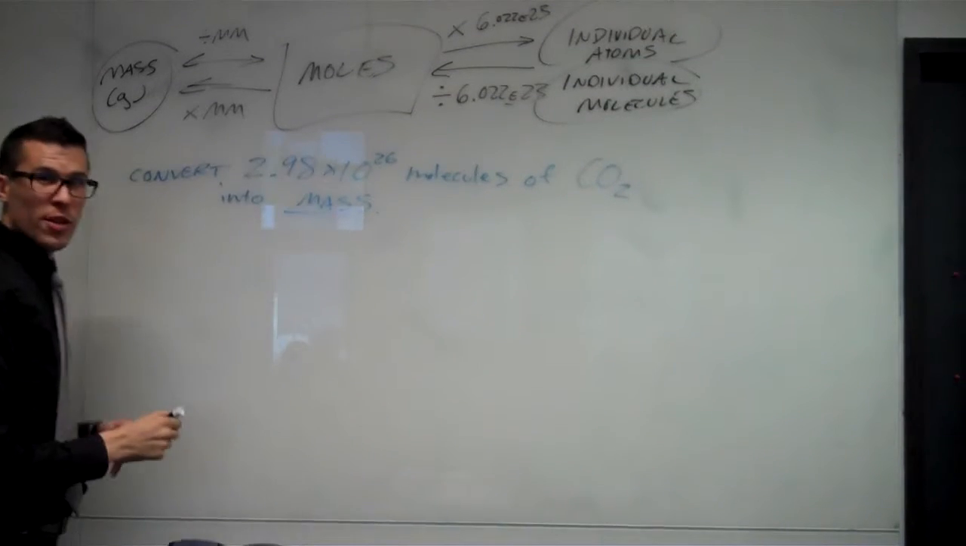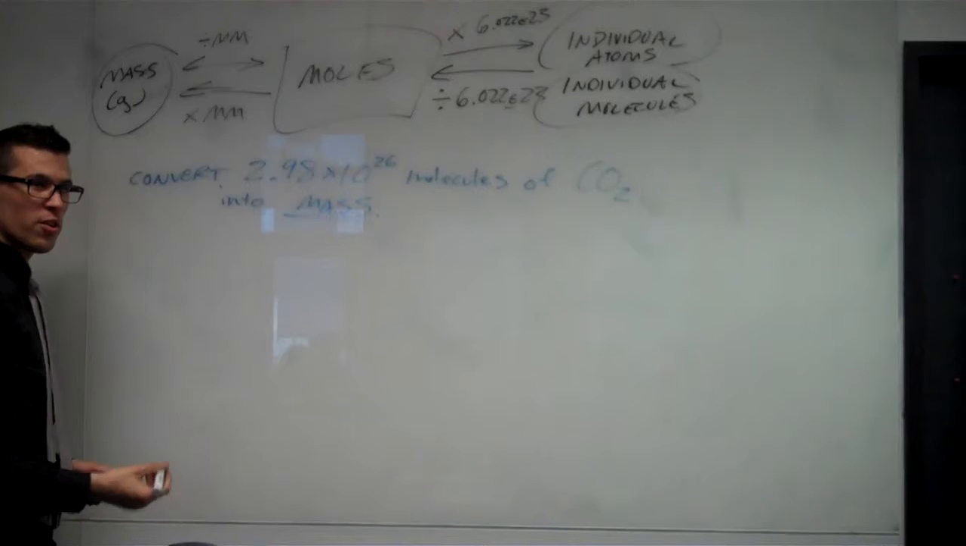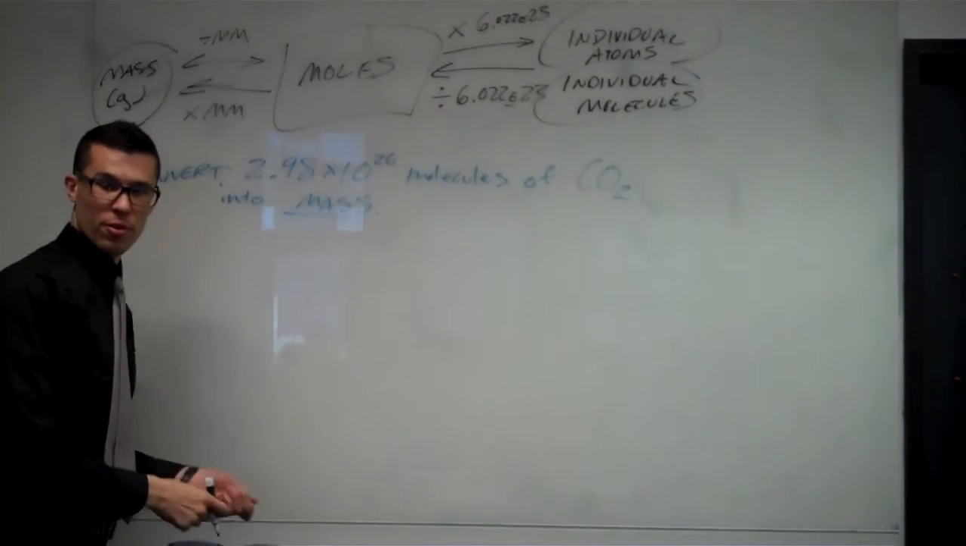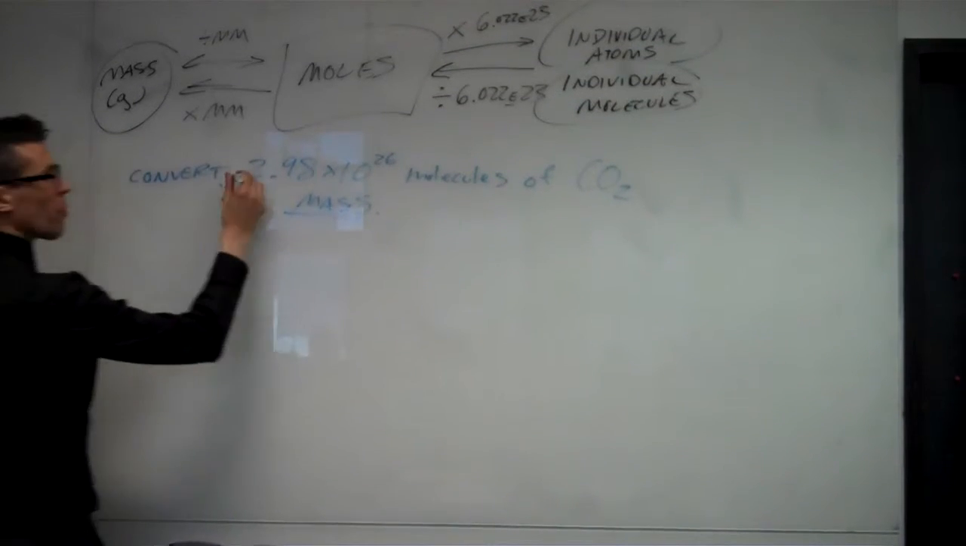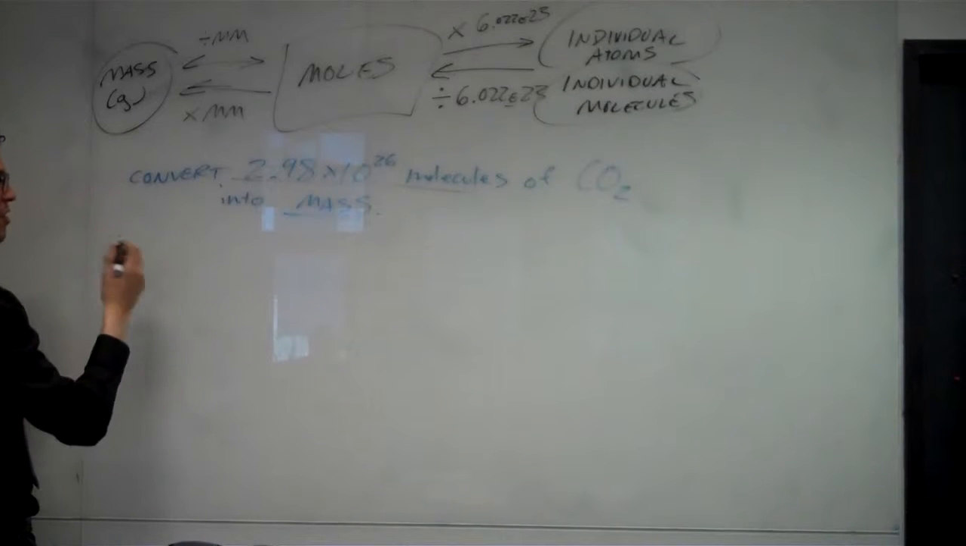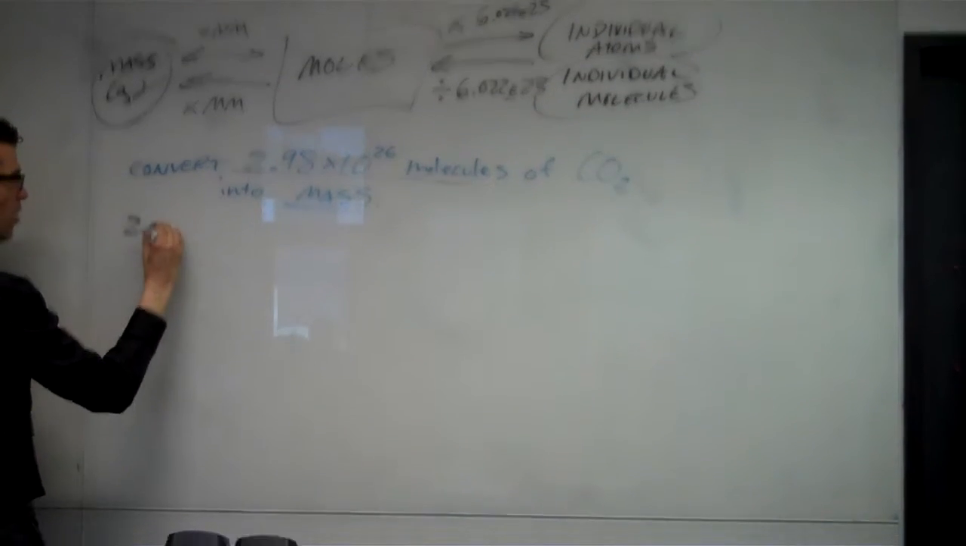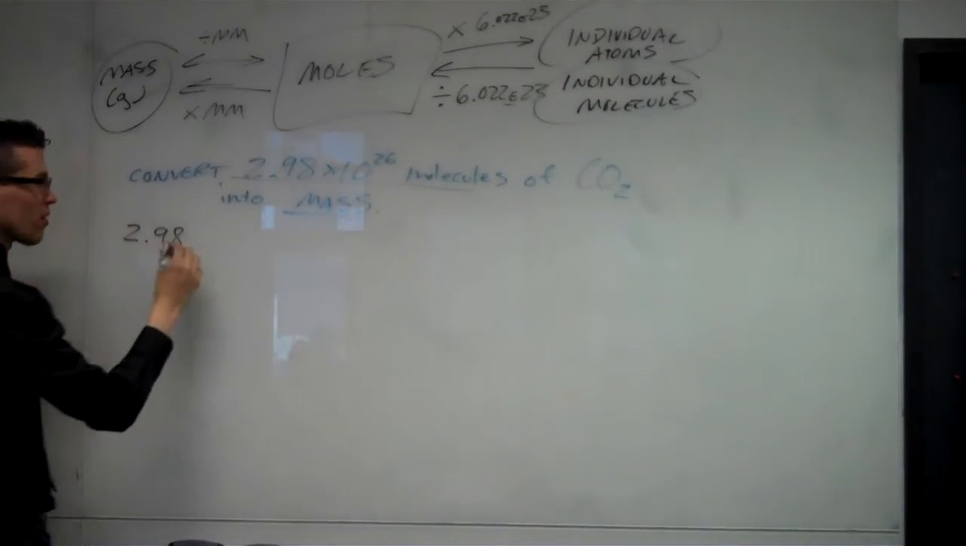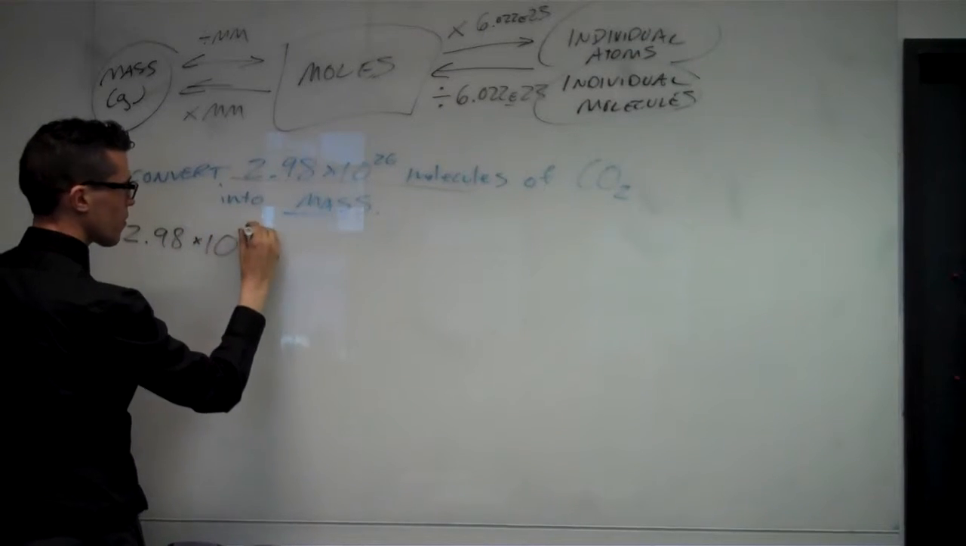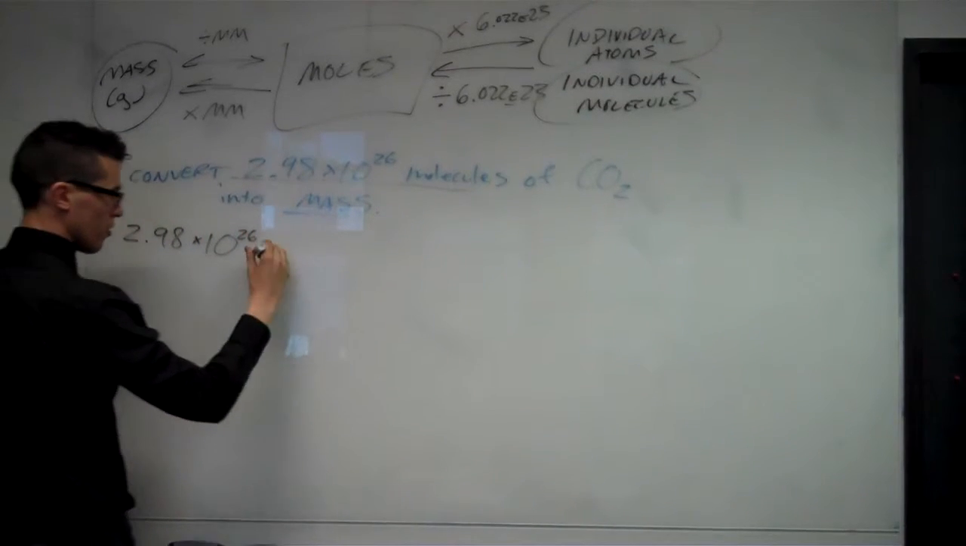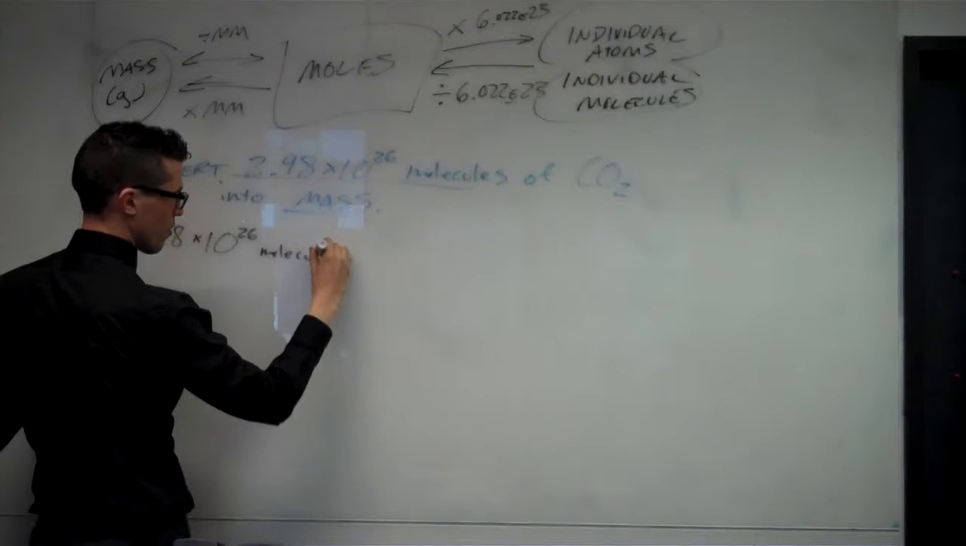Now, I'm going to go through this really quickly. You should be able to think in your mind what you do first, what you do second, what you do third. The first thing I'm going to do is say, okay, they're giving me this in the problem, so I'm going to write that out, just automatically. I've got this many molecules of CO2.